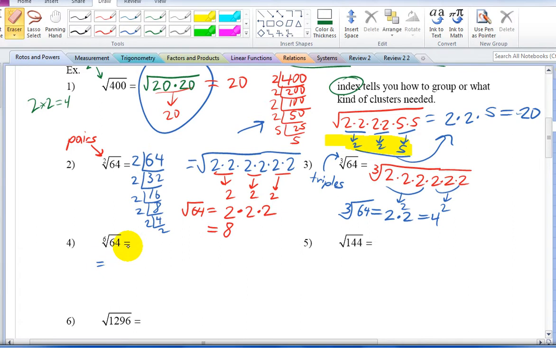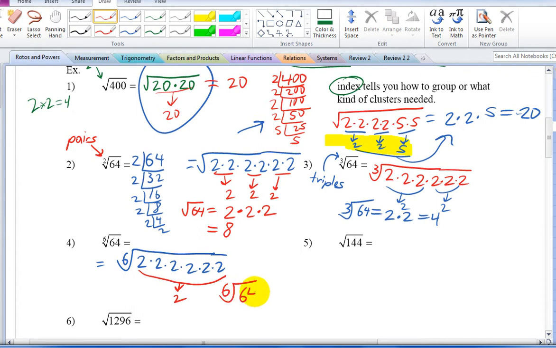Okay, the next one, that's the 6th root. So make sure 6 goes inside your check mark. And how many 2's are there? 6. So how many should we take out? All of them. So it's a single value of 2. So we can say the 6th root of 64 equals 2.